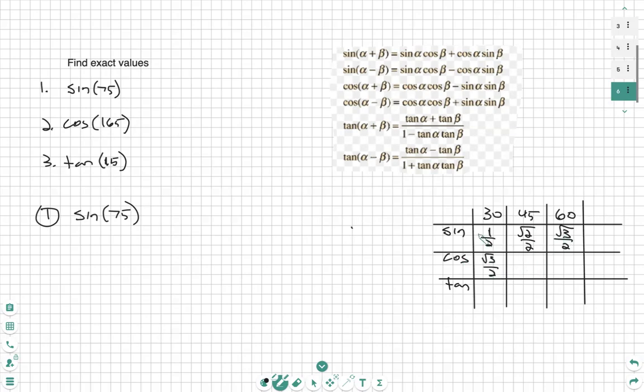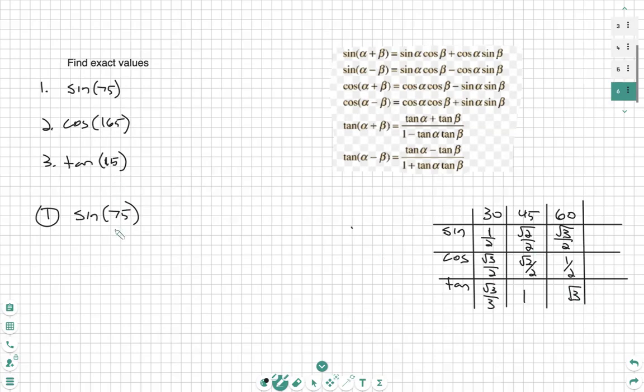So sine is 1/2, root 2 over 2, root 3 over 2. Cosine is going to be the exact opposite: root 3 over 2, root 2 over 2, 1/2. And then tangents: root 3 over 3, 1, root 3. So let's make sure we memorize our chart.